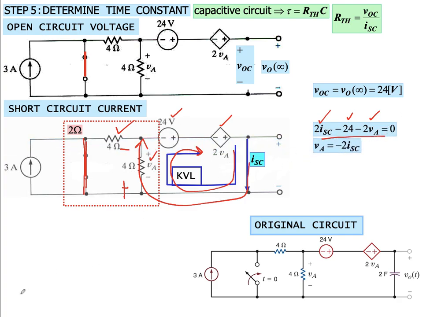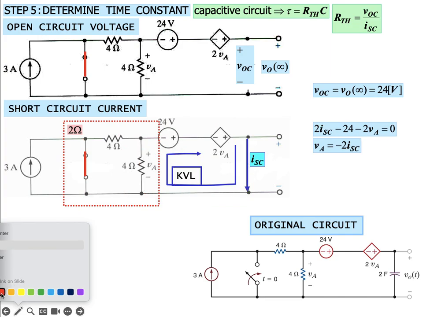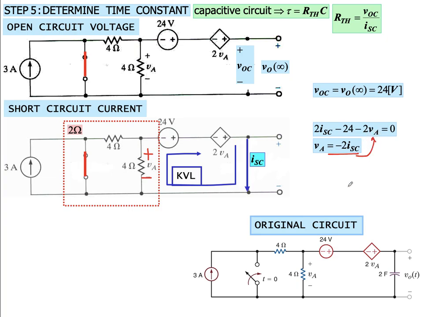In this case, VA is nothing else but, since the current is going from bottom to top, the polarity is positive, negative. So VA is minus 2 I short circuit. So you plug this value over here. From here you get I short circuit, which is 4 ampere. So I short circuit is 4 ampere. V open circuit is 24 volts. R Thevenin comes out to be 6 ohms. This gives us the tau value of 12 seconds.